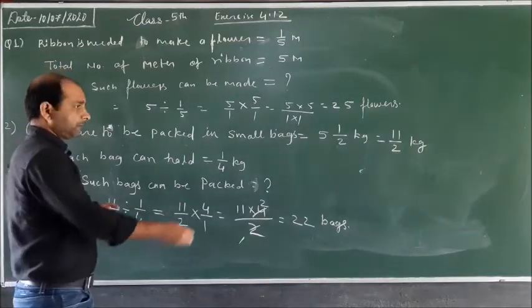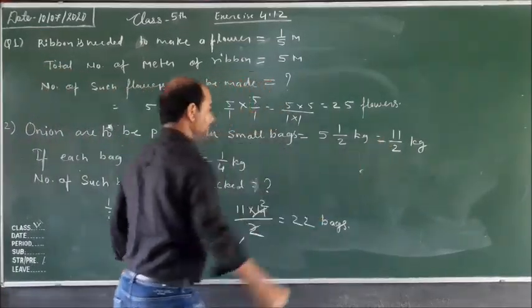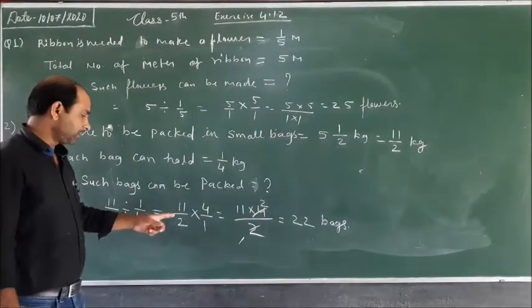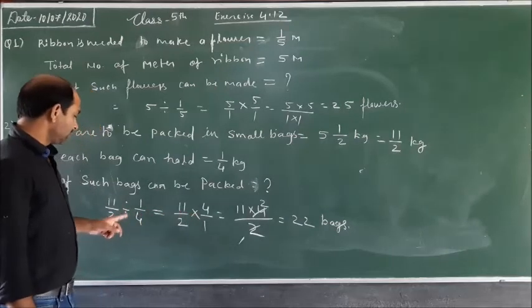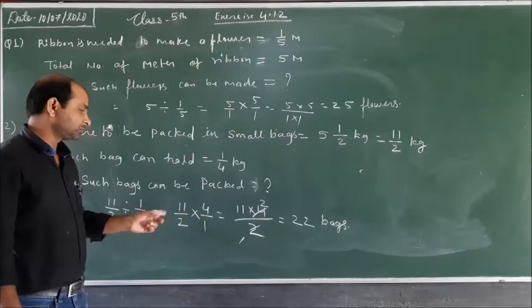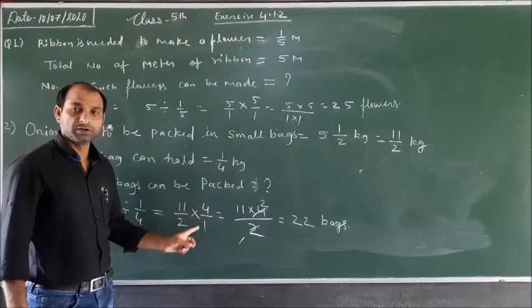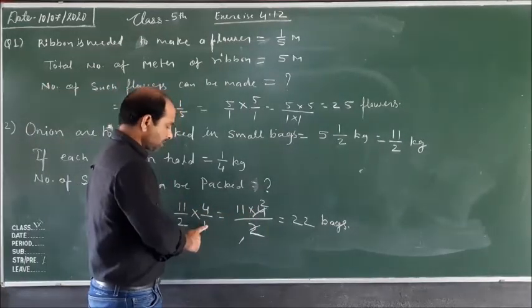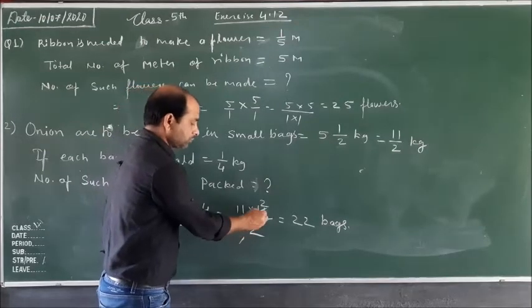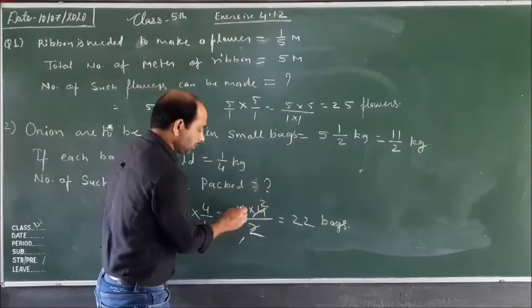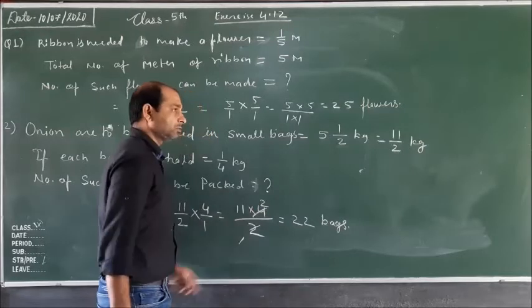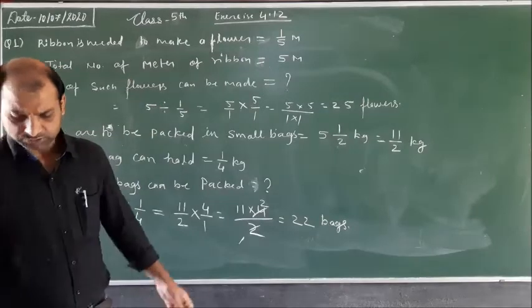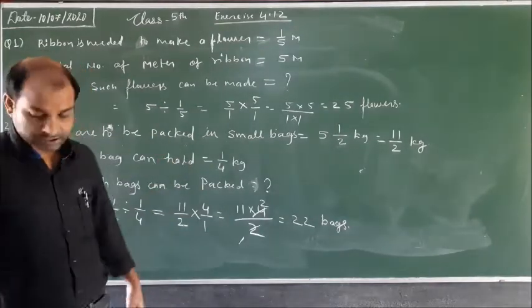is 11/2 divided by 1/4. 11/2 multiplied by 1/4 changed into the reciprocal, 4/1. So 11 multiplied by 4, 2 multiplied by 1. 2 times 1 is 2, 2 times 2 is 4. And the numerator 11 multiplied by 2, 11 times 2 is 22. Now this question is completed.